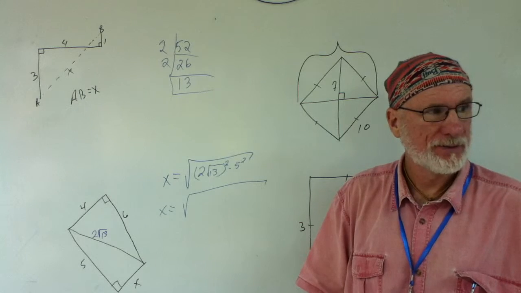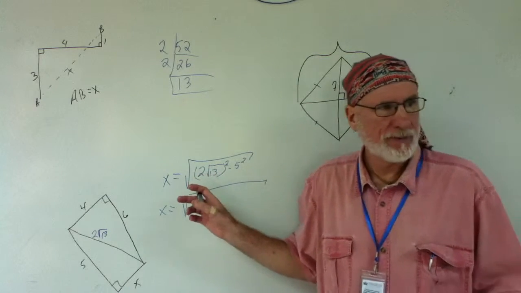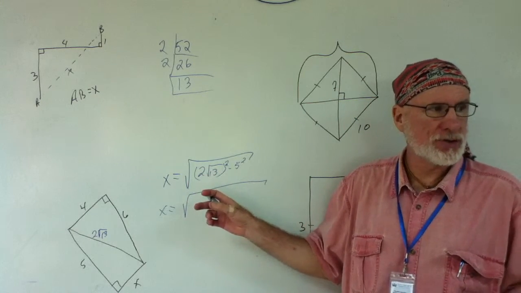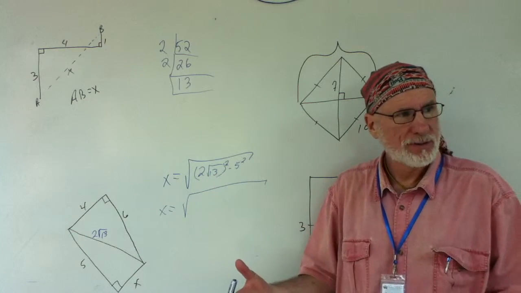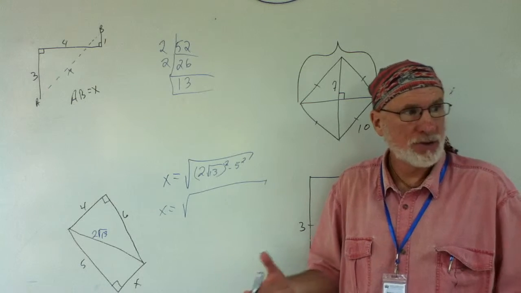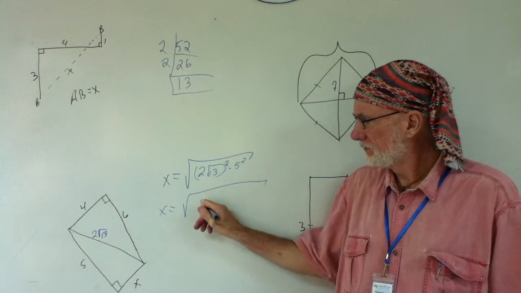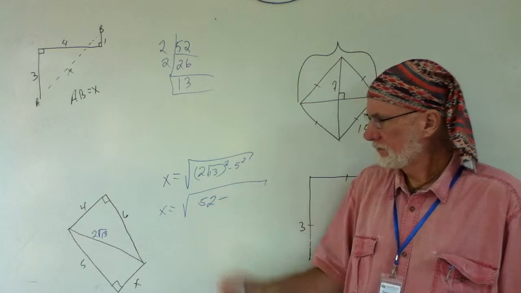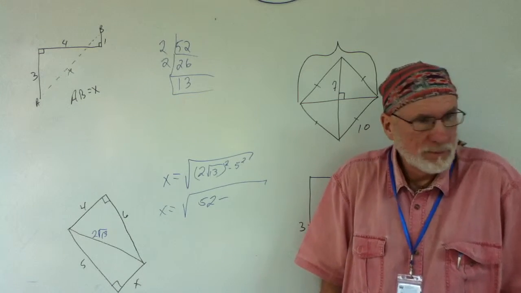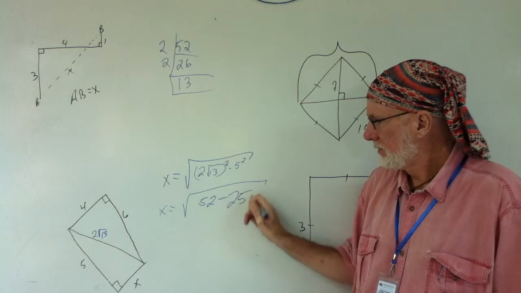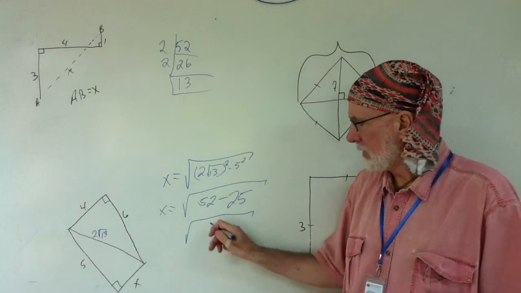You can do it, guys. Mental math. You've got to square each one individually. 2 squared is 4. Root 13 squared is just 13, right? So what's 4 times 13? 52. Yeah. And 5 squared is 25. So what's 52 minus 25? 27.